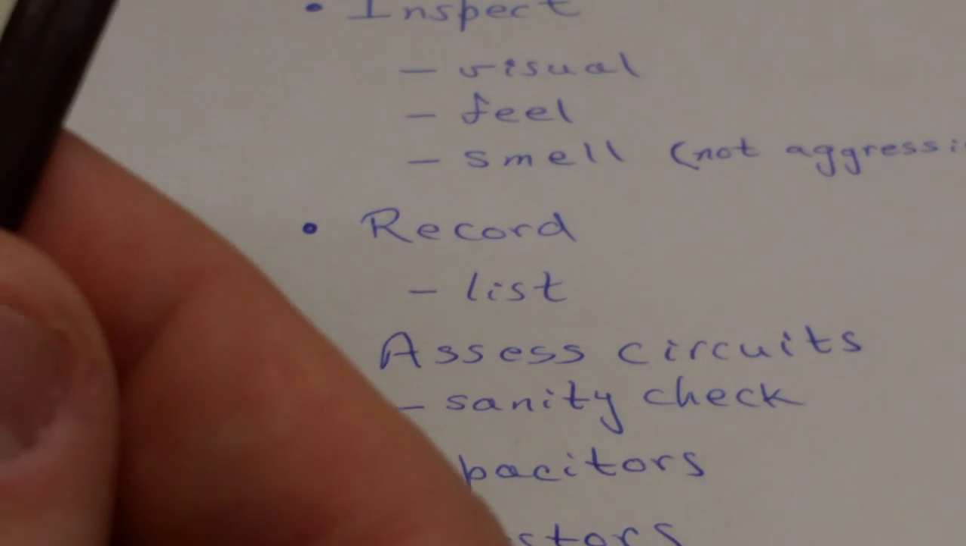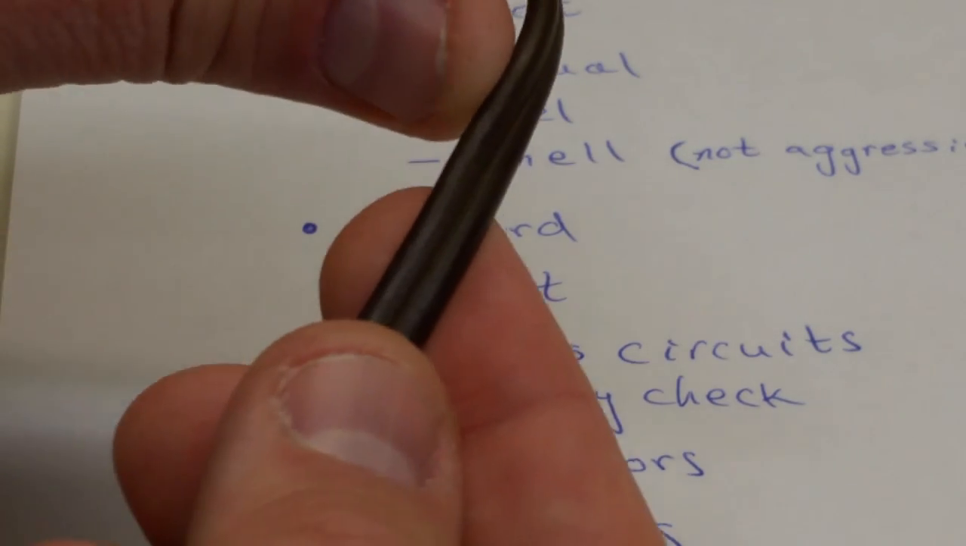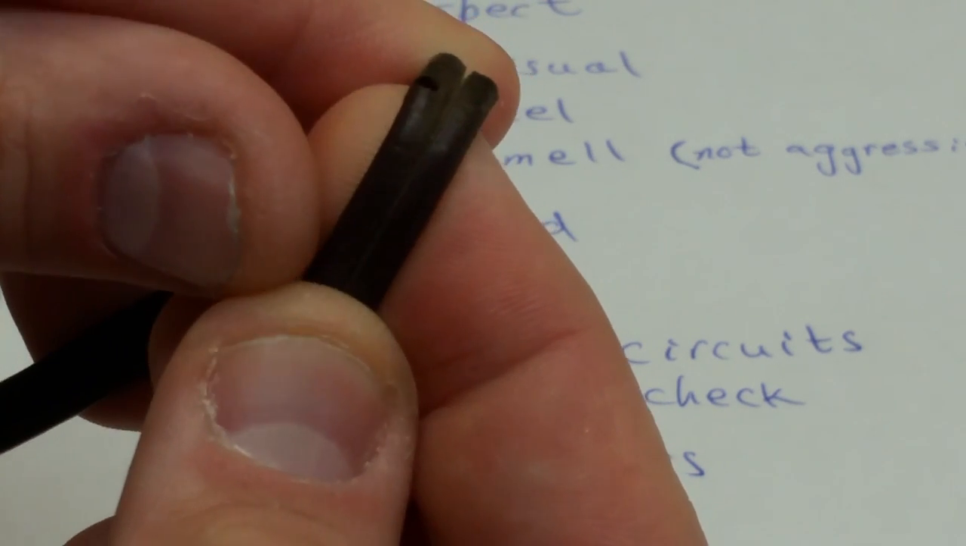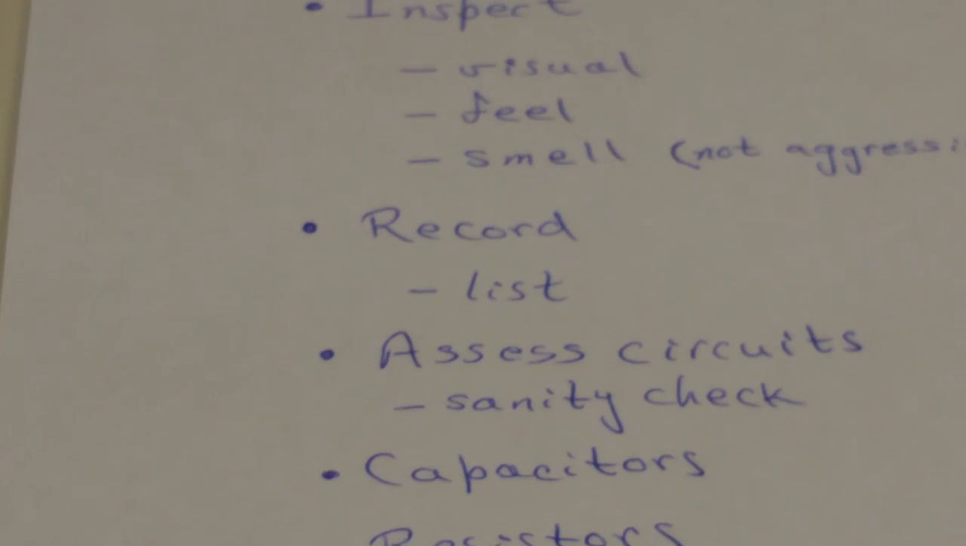But the entire cord has actually lost its suppleness. So if you just bend this, you can see cracks forming. This is something that's very dangerous. So you have to replace that.